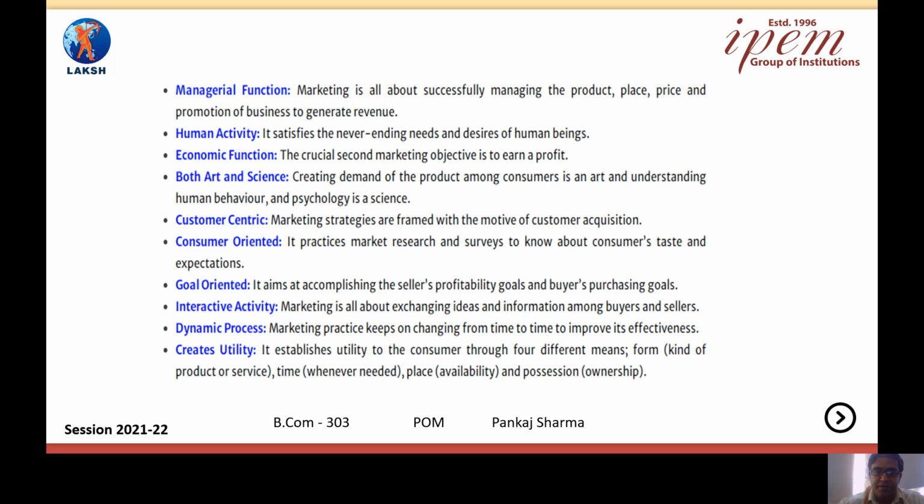Interactive activities: marketing is all about exchanging ideas and information between buyer and seller. Dynamic process: marketing practice keeps on changing from time to time to improve its effectiveness. Create utility: it establishes utility for the consumer through four different ways.